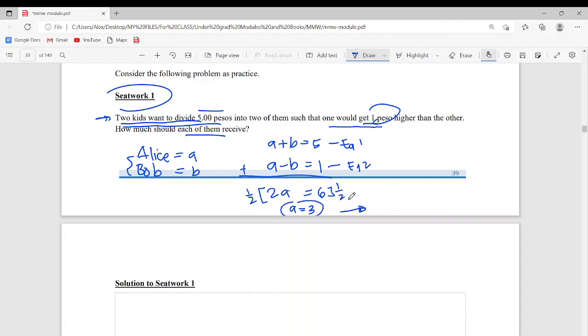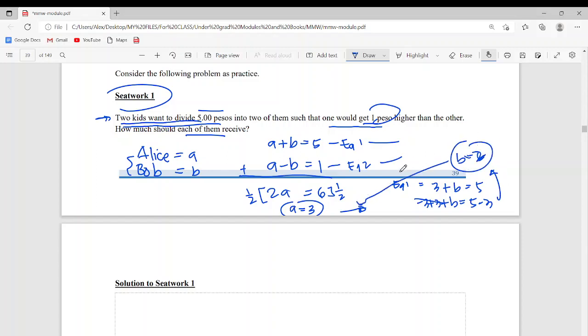And solving, using either of the two equations, let's say equation 1, we have 3 plus b is equal to 5. We don't just transfer it; by the additive property of equalities, we can add negative 3 here. So 3 plus b minus 3 is equal to 5 minus 3, so we have b is equal to 2. And we have these values for Alice and Bob: Alice gets 3 pesos and Bob gets 2 pesos.